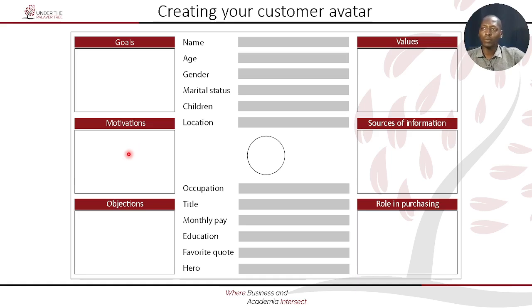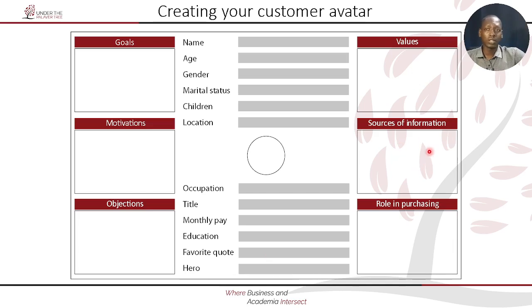Then under that, we have motivations. What inspires or motivates them to be able to achieve those goals? What moves them? Then we have objections. What are some of the reasons they may decide to not buy your product? We want to write those down also. On the right side, we have three more boxes. One of them is values. What are some of the things that they value most in their lives?